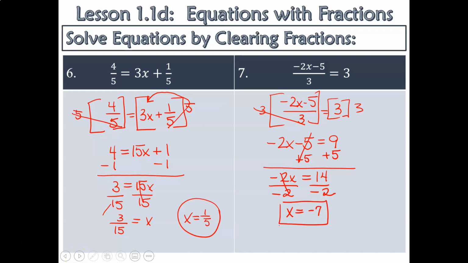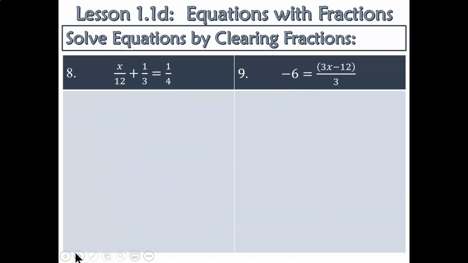Couple more to do. Number 8. Okay, this one, because we have to get everything to have the same denominator before we can cancel. So my least common multiple of all these numbers, the denominators, is 12. So I'm going to leave this alone. Well, let me rewrite first. I'm going to rewrite our original so I can work with it.